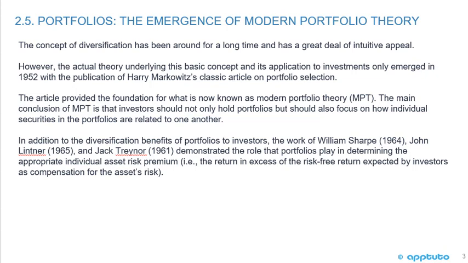In addition to the diversification benefits of portfolios to investors, the work of William Sharpe in 1964, John Lintner in 1965, and Jack Treynor in 1961 demonstrated the role that portfolios play in determining the appropriate individual asset risk premium, i.e. the return in excess of the risk-free return expected by investors as compensation for the asset's risk. Again, that's the last slide for this LOS.